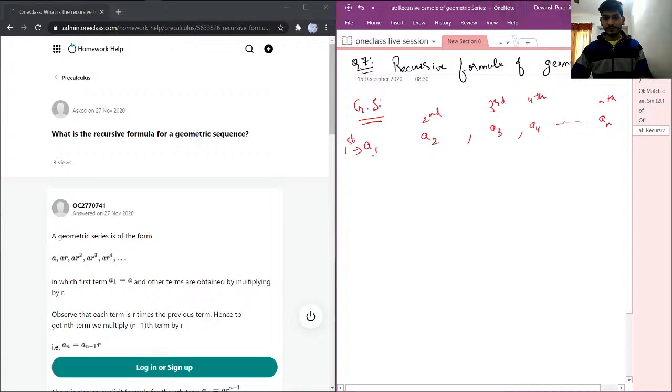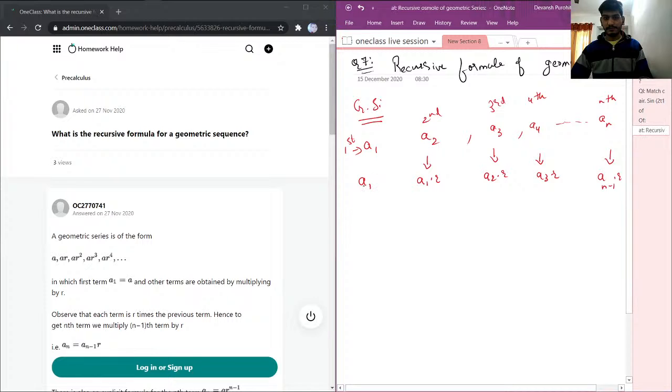Now for this one, A1 is just going to be A1, my A2 is going to be A1 into r, then the third term will be A2 into r, the fourth term will be A3 into r. So a geometric series is basically one where we have a common multiplier r, and we multiply that common multiplier with the previous term to obtain the current term. And for An, it will be An minus 1 into r.